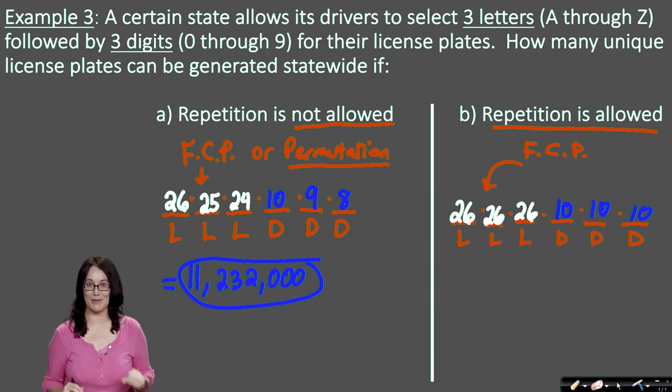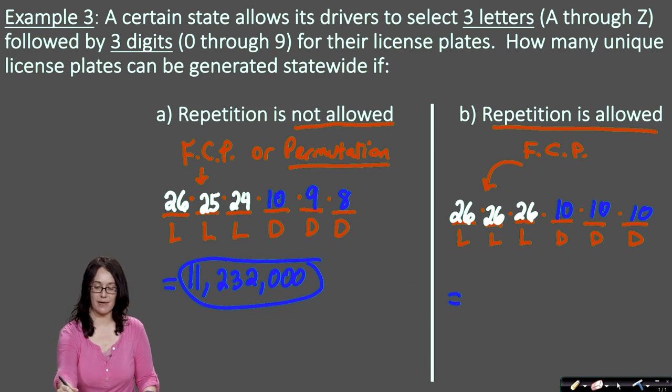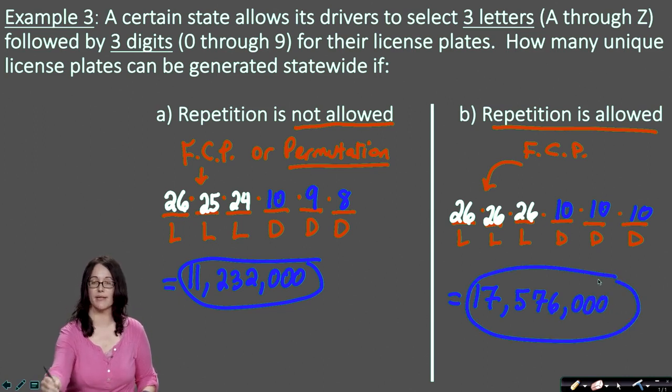But if we were allowed to repeat, we're expecting a bigger outcome. And sure enough, 26 times 26 times 26 times 10 times 10 times 10 should give you about 17,576,000. Okay, so there's a lot more license plates possible.